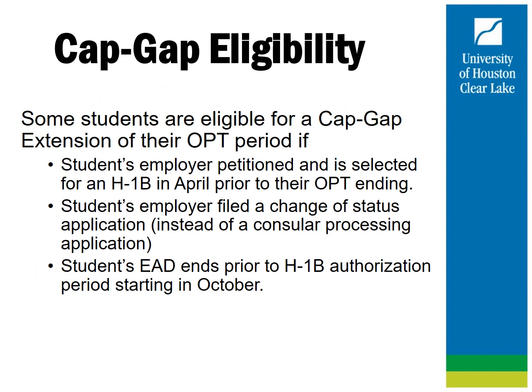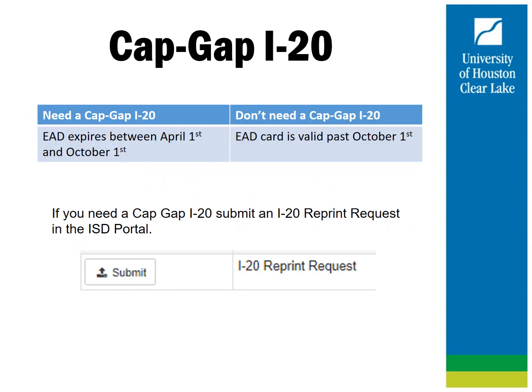You are eligible for the automatic cap extension if you meet the criteria shown on this slide. Do you need a cap employment authorization I-20? Check the chart on the screen to find out. If you need a cap I-20, submit the I-20 reprint request in the ISD portal and upload a copy of your I-797 receipt notice for your employer's H-1B application for you.